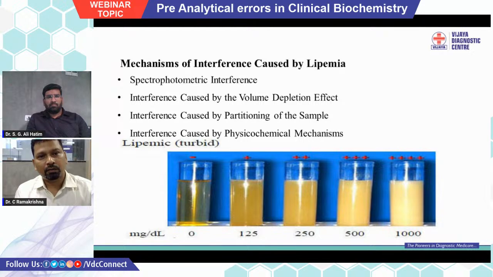So again, what is the mechanism of interference caused by lipemia? Again, we have the spectrophotometric interference, interference caused by volume depletion effect, interference caused by partitioning of the sample, interference caused by physicochemical mechanisms. Here you can see the last aliquot, which is highly lipemic.